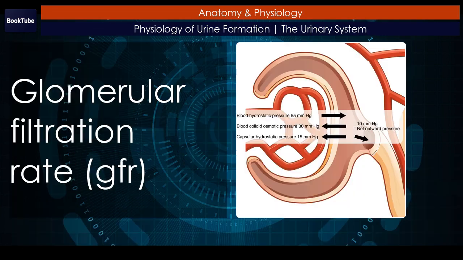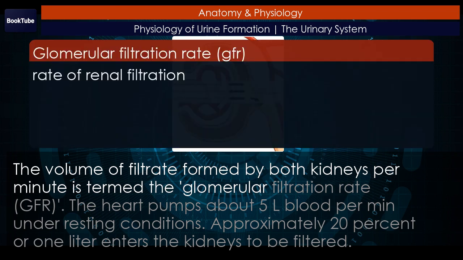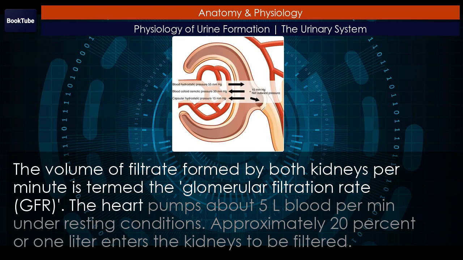Table 1. Glomerular filtration rate, GFR. The volume of filtrate formed by both kidneys per minute is termed the glomerular filtration rate, GFR. The heart pumps about 5 L of blood per minute under resting conditions. Approximately 20%, or 1 liter, enters the kidneys to be filtered.